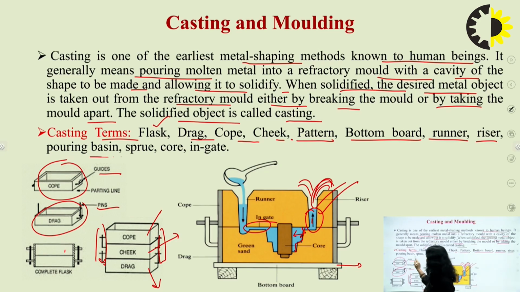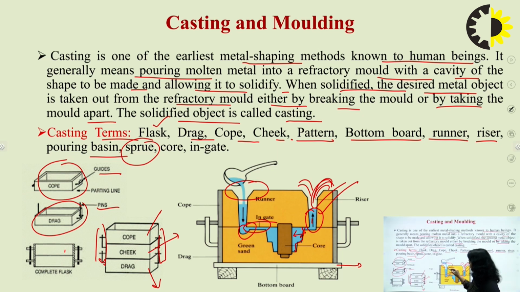Then we have the pouring basin. This funnel shape is the pouring basin, from where we pour the molten material. Then we have the sprue, which connects the pouring basin and the sprue well. This is the sprue well. This one is the sprue, the vertical passage.